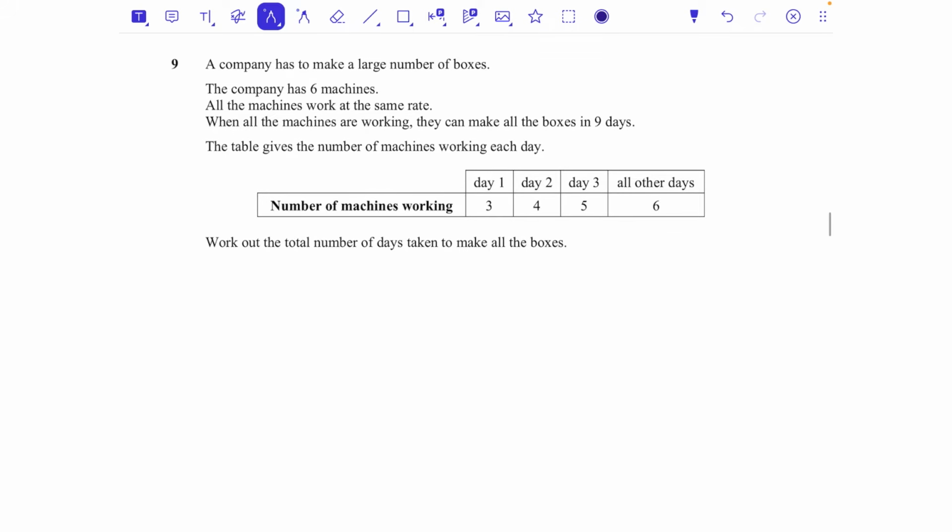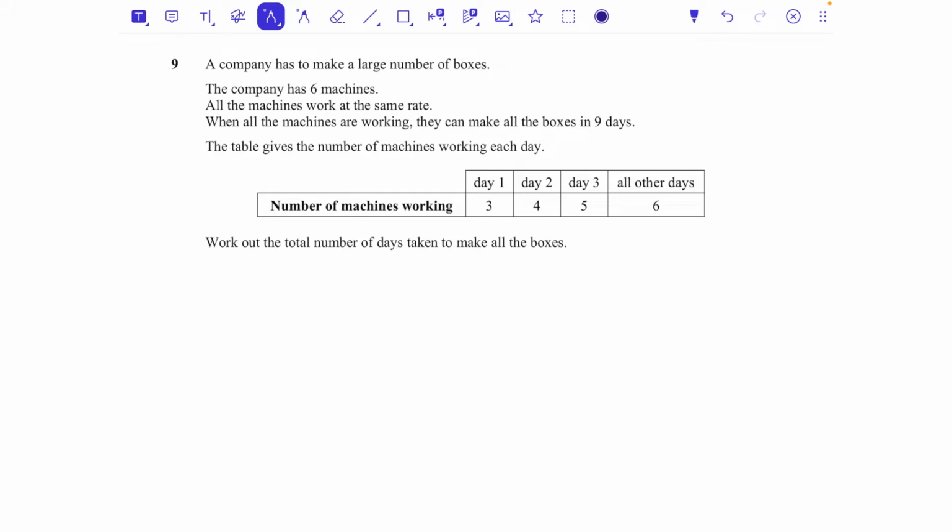Question number 9. A company has to make a large number of boxes. The company has 6 machines and all the machines work at the same rate. When all the machines are working, they can make all the boxes in 9 days. The table gives the number of machines working each day. Work out the total number of days taken to make all of the boxes.